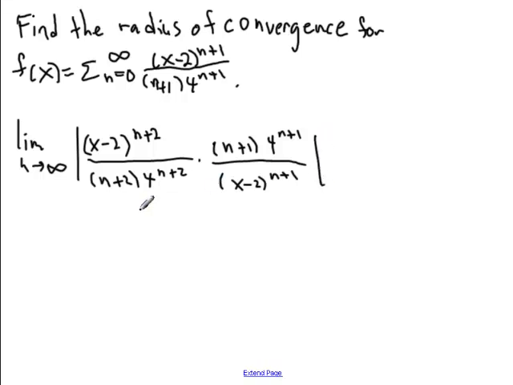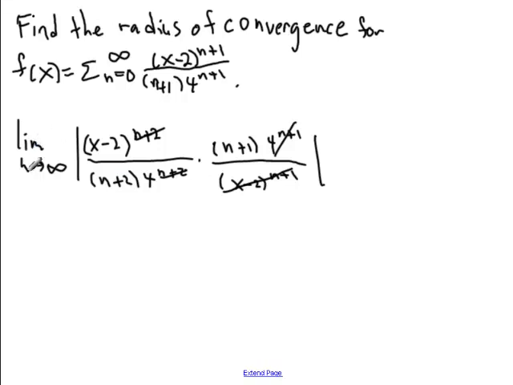Now, of course, we factor some of this out and simplify. Let's take a little bit of a shortcut. So 4 to the n plus 1 is going to cancel with 4 to the n plus 2, just leaving us with a 4 in the denominator. Likewise, x minus 2 to the n plus 1 is going to cancel with x minus 2 to the n plus 2, leaving us a factor of just x minus 2. The n plus 1 and the n plus 2 are going to stay.